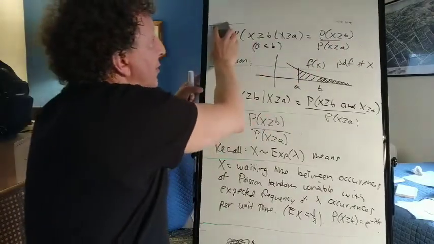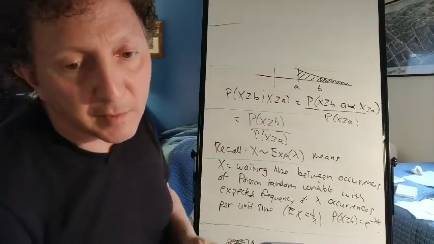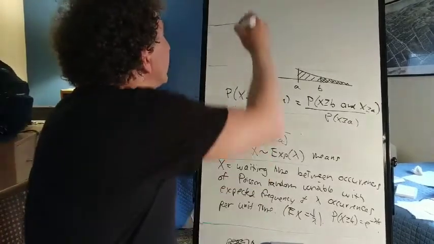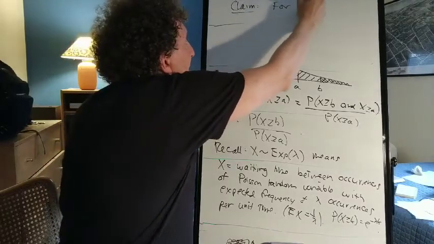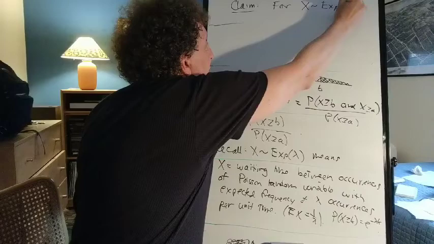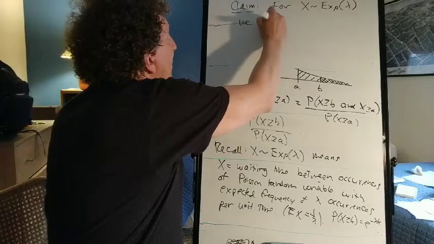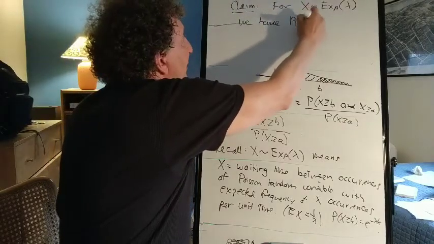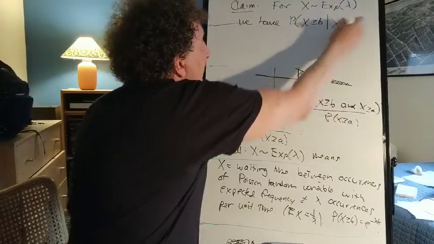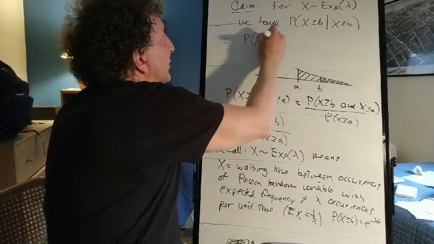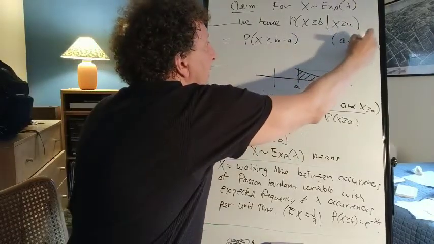Alright, so the simple form for this formula is that, if we have x exponentially distributed with parameter lambda, we have that the probability of x being greater than or equal to b given that it's greater than or equal to a, equals the probability that x is greater than or equal to b minus a. Again, I'm thinking of a as a number which is less than b.